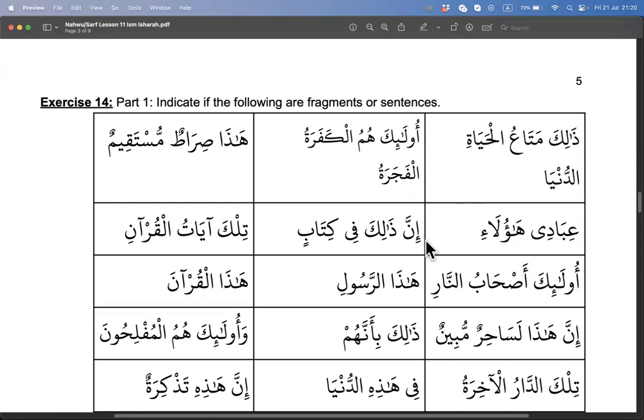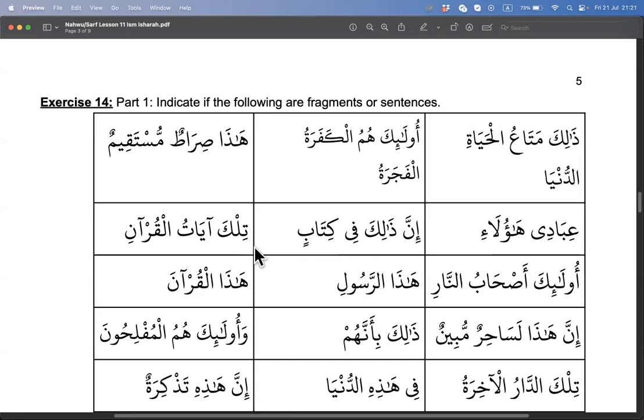Good. Next one: Inna dhalika fi kitabin. So dhalika is the pointer word. It's a sentence, because you don't have an "al" here. But we know another thing. What is inna? Half of nasab. So what is dhalika? Ism inna. So it must be what status? Nasab status. Very good. Now, what about fi and kitabin? Fi is half of jar and kitabin is the majrur.